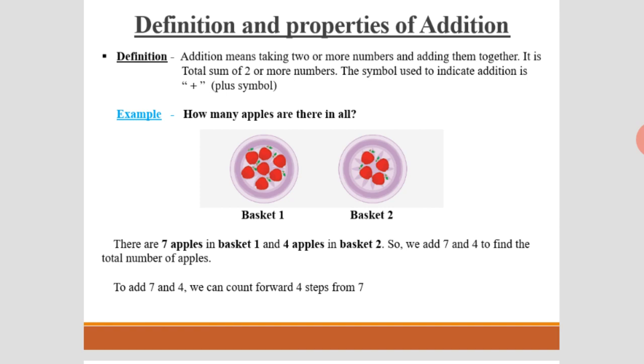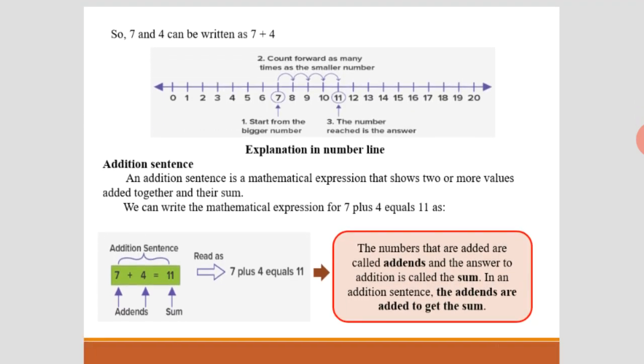How many apples are there in the basket? Here we see in the basket 1 there are 7 apples. And in the basket 2, there are 4 apples. Now we add 7 and 4. Let's find out the total numbers of apples. To add 7 and 4, we can count forward 4 steps from 7. 7 and 4 can be written as 7 plus 4.